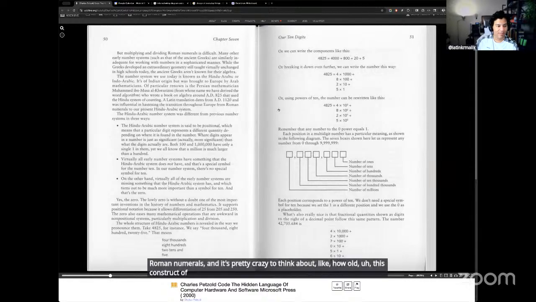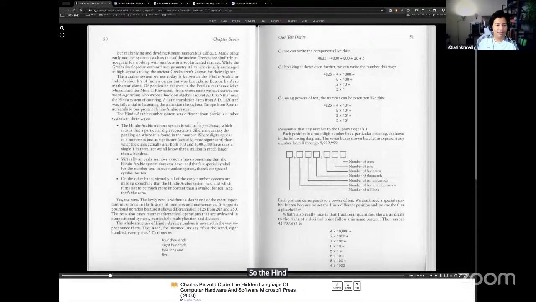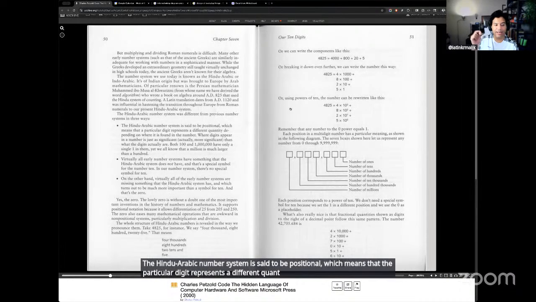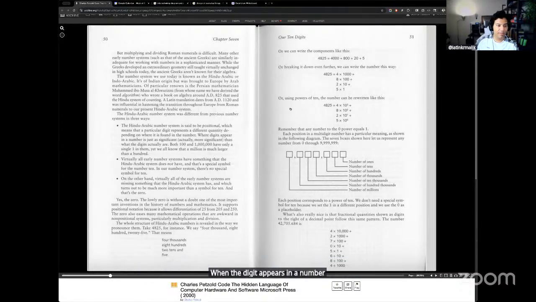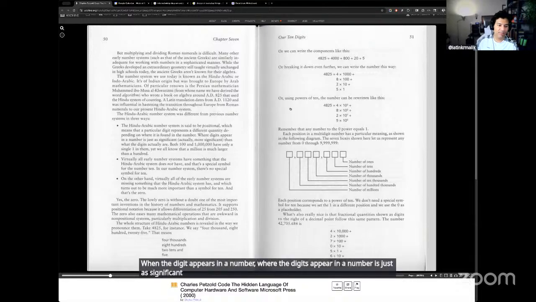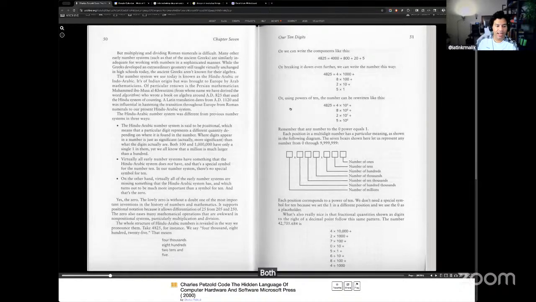So the Hindu-Arabic number system was different from the previous number systems in three ways. It is said to be positional, which means that a particular digit represents a different quantity depending on where it is found in the number. Where the digits appear in a number is just as significant, actually more significant, than what the digits actually are. Both 100 and 1 million have only a single one in them. Yet we all know that a million is much larger than 100.